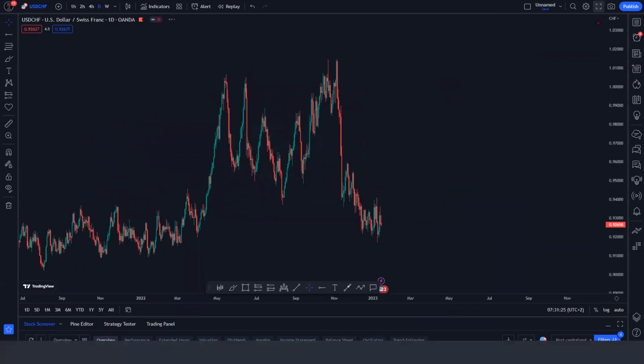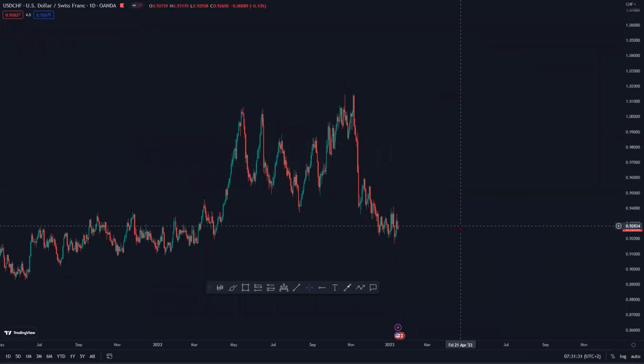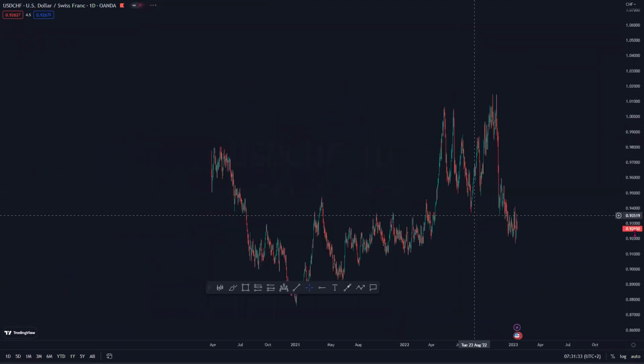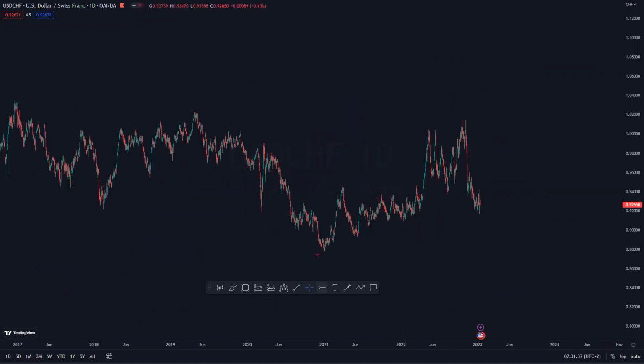So we are on a daily. This is AUD CHF. We mark our lowest low, and okay, highest high, which is this one. Let's go to 4-hour.